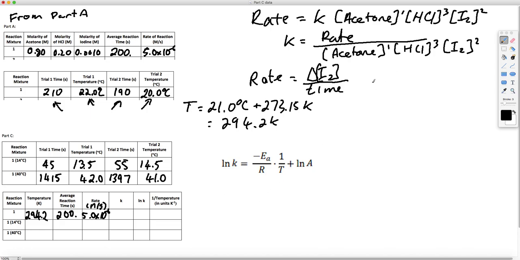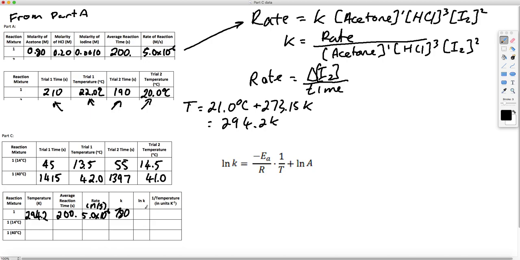The K value, we get that by taking the rate, which we have here. So that's the rate. And the concentrations are the same concentrations as we have here, 0.80, 0.20, 0.0010. That goes in here, to the specific powers that we also found in Part A as well. And that'll give us the K value, which came out here to be 780.